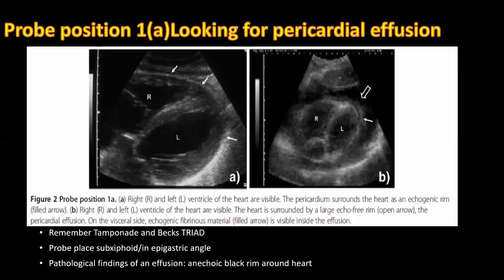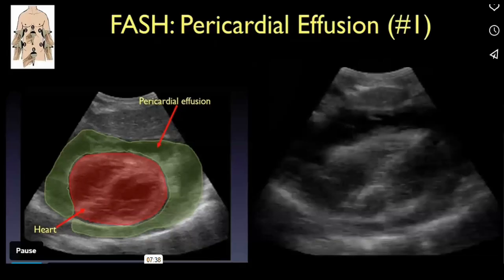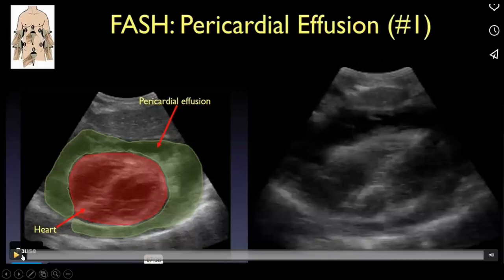We can also see fibrin stranding, which is basically because of a high protein, purulent, exudative effusion. So it will be echoic streaks within the pericardial effusion. Let me see if I can show that.